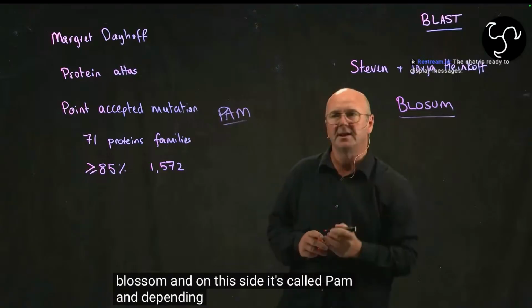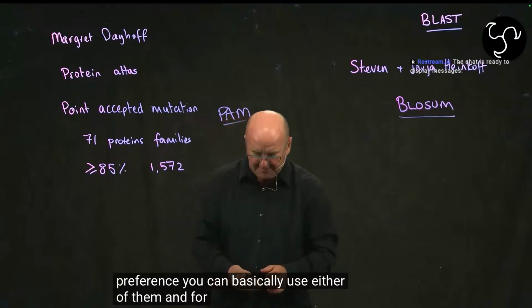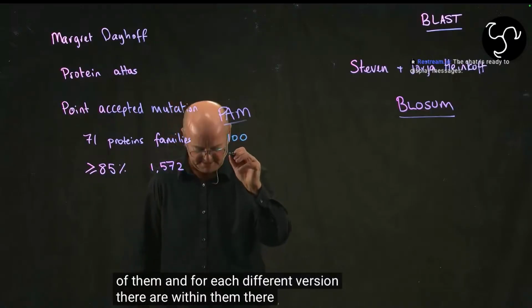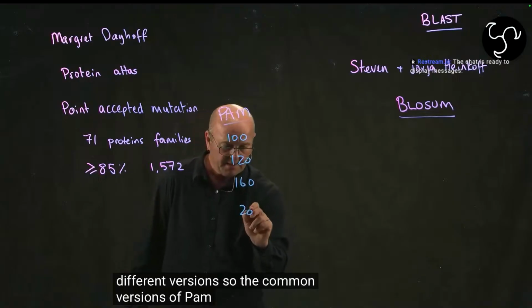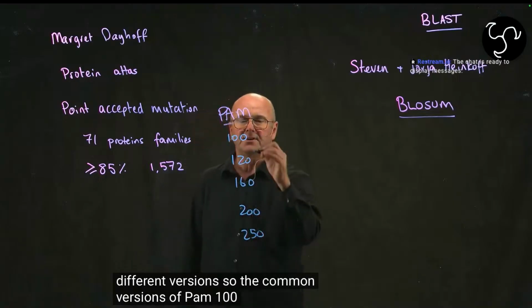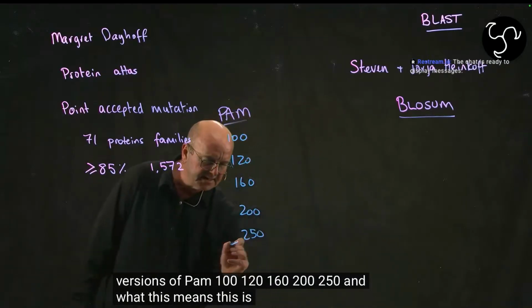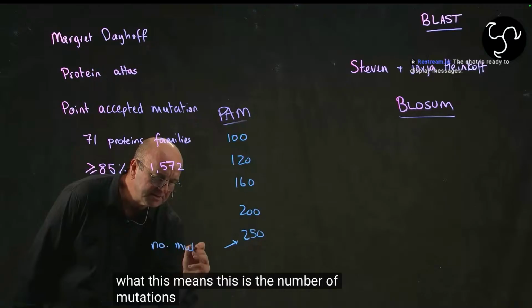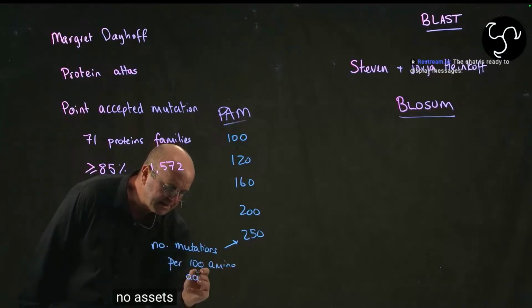Depending on your personal preference, you can basically use either of them. And for each different version, there are also different versions. So the common versions of PAM are 100, 120, 160, 200, 250. And what this means, this is the number of mutations per 100 amino acids.